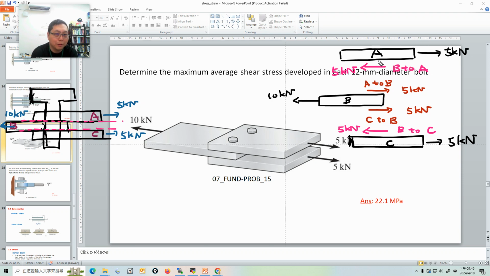So okay, that's it. And here is 5 kilonewton to the left, and there's the external force 5 kilonewton to the right, and you see all the force acting on B is balanced. And here all the force acting on A is balanced. So here is balanced, here is balanced, and here we also balance.